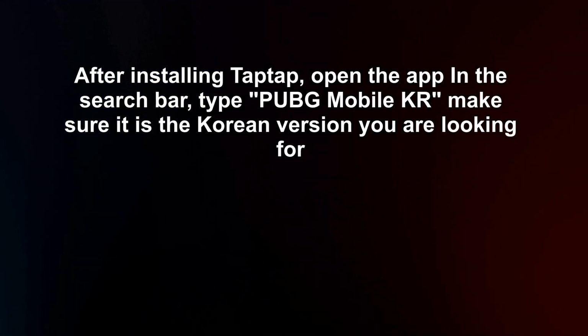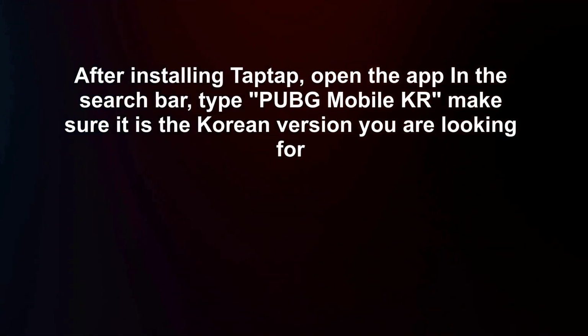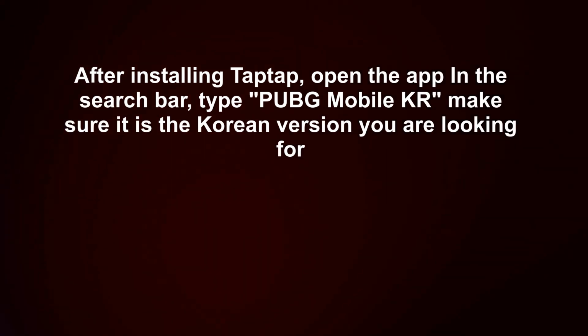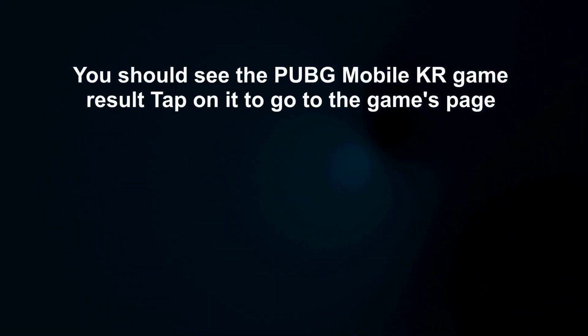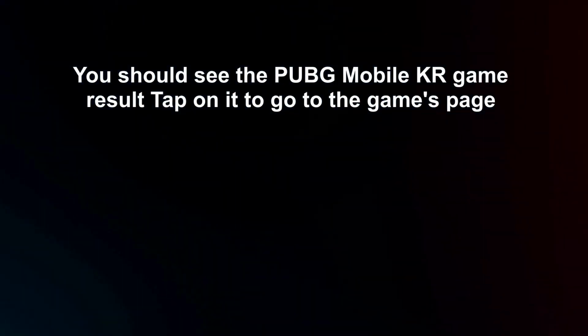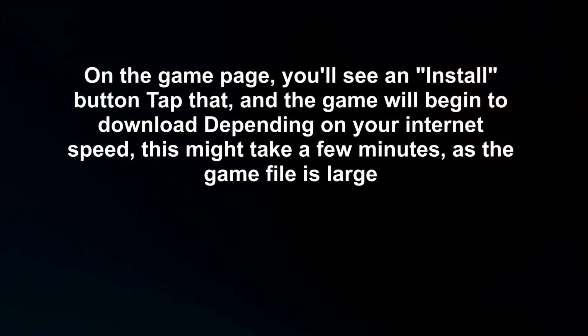After installing Taptap, open the app. In the search bar, type PUBG Mobile KR, make sure it is the Korean version you are looking for. You should see the PUBG Mobile KR game result. Tap on it to go to the game's page. On the game page, you'll see an install button.